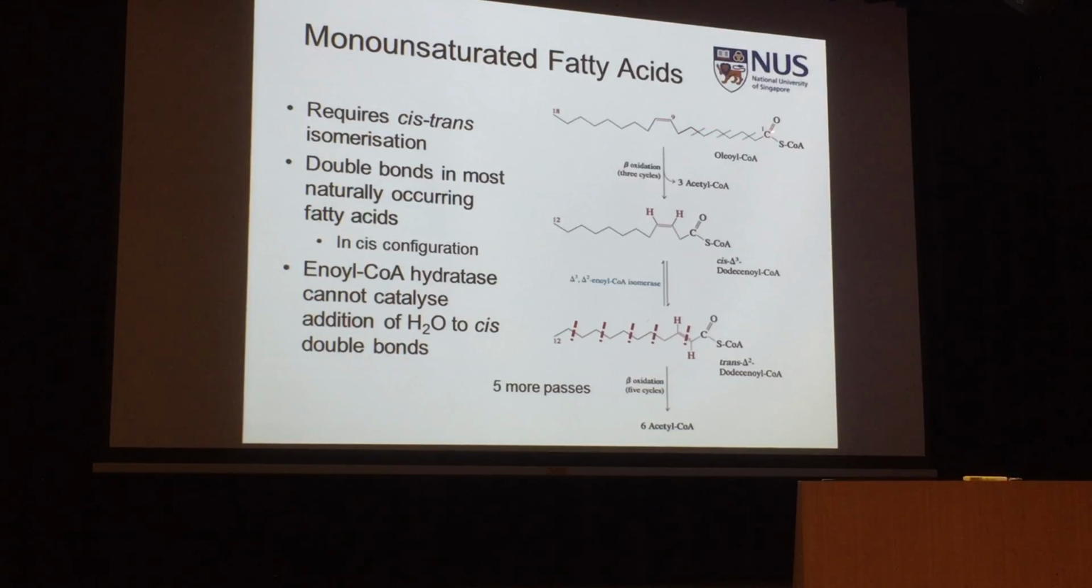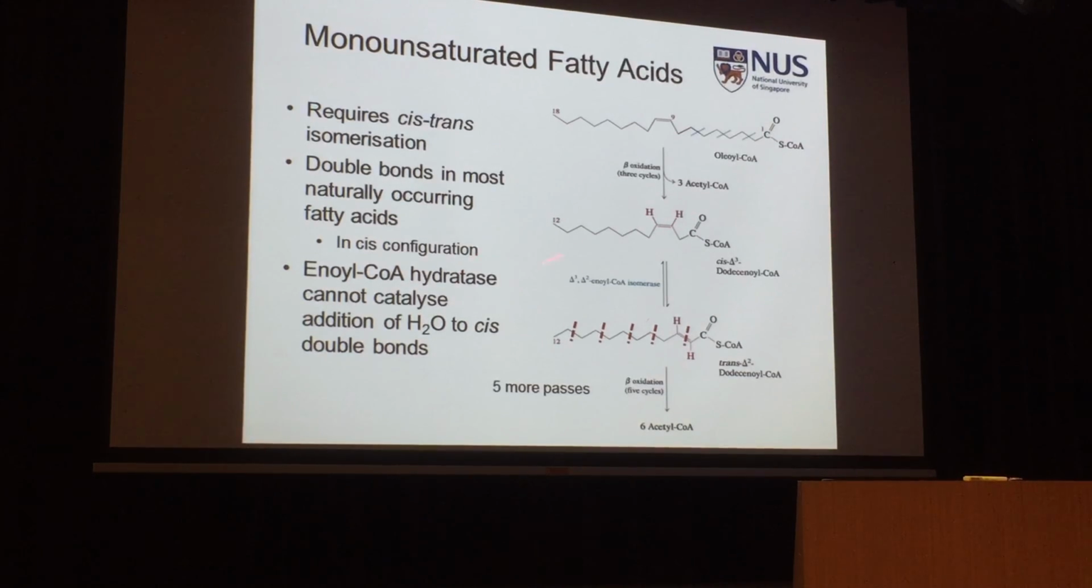If you do it by the normal way of beta oxidation, you can cleave 2 carbons at one go. So remove 2 carbons, remove 2 carbons, remove 2 carbons. Three cycles, you get 3 acetyl-CoA. But once you reach this double bond, you are kind of stuck. Why? Look at the structure. The double bond becomes a cis configuration problem. Why? Because the enoyl-CoA hydratase, the enzyme that adds the OH group to the double bond, cannot catalyze a reaction in the cis configuration. It can only work in the trans configuration.